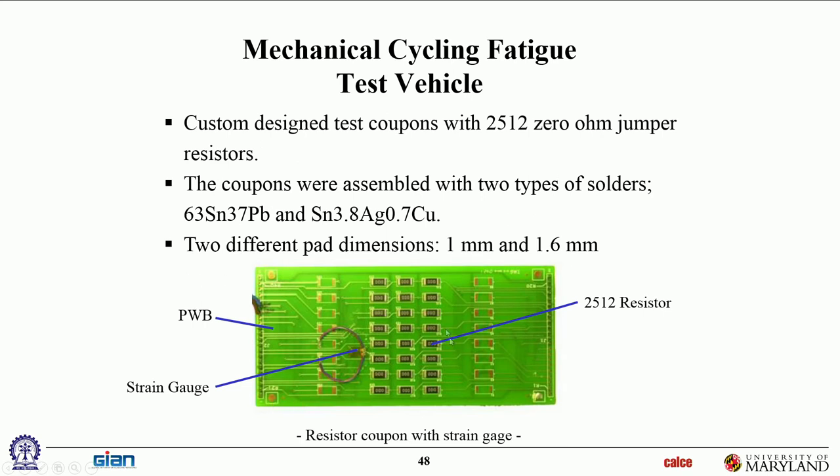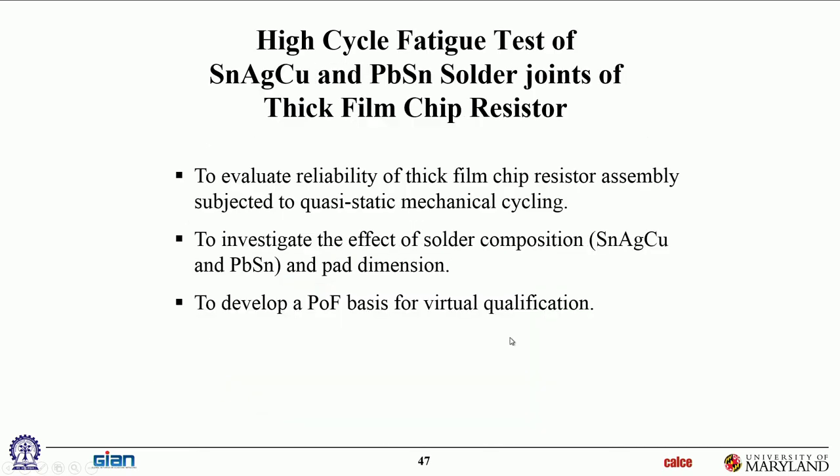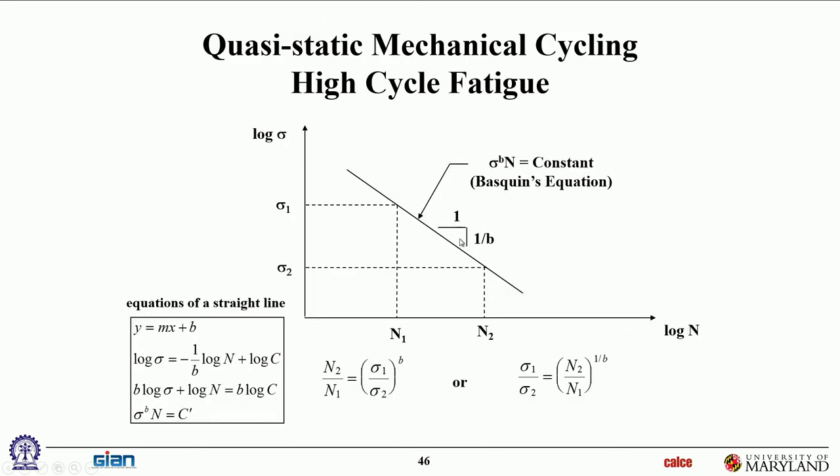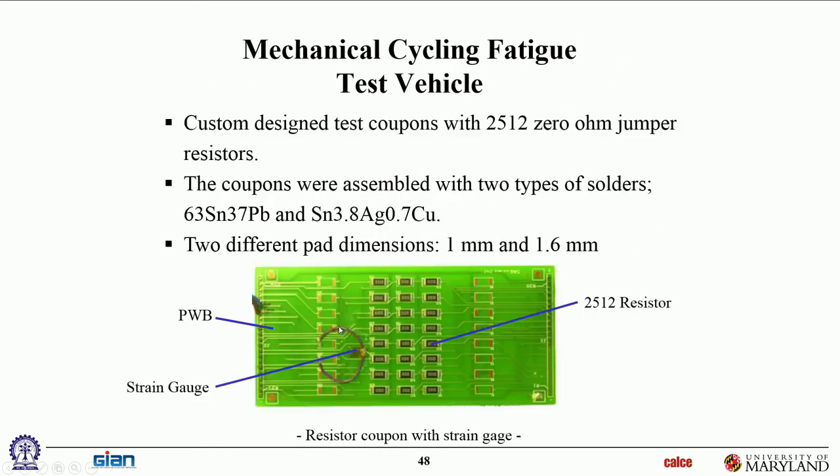Okay, so we find those with either vibration tests or mechanical tests. Here, for example, we built some test coupons or test components with resistors on a board, and then we put cyclic bending loads on those to measure the model constants here, the slope and the exponent for the high cycle fatigue curve.